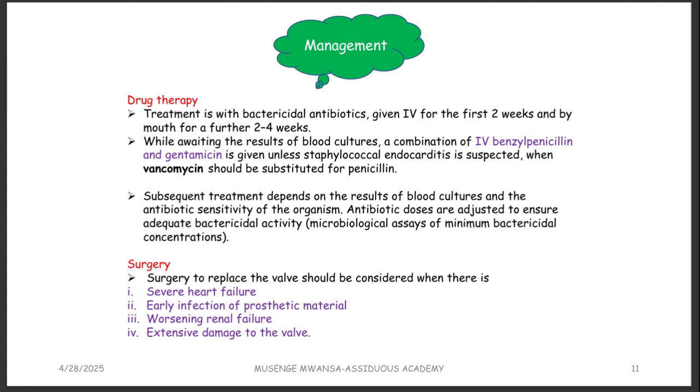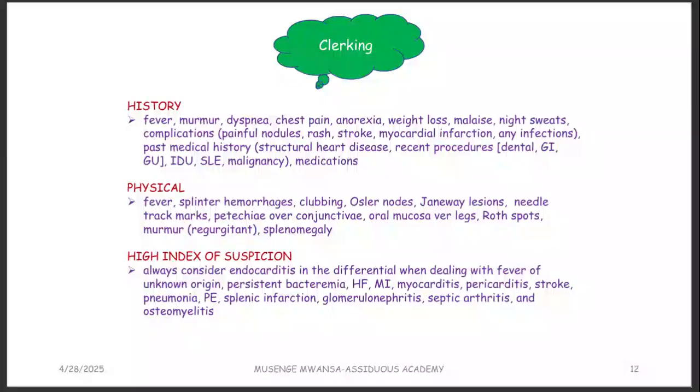Depending on the culture that you are going to have, it will determine what type of treatment you are going to give. You can also do surgery to replace the valve when there is severe heart failure, early infection of prosthetic material, worsening renal failure, or extensive damage to the valve. Okay, so those are some of the things that you can look at.